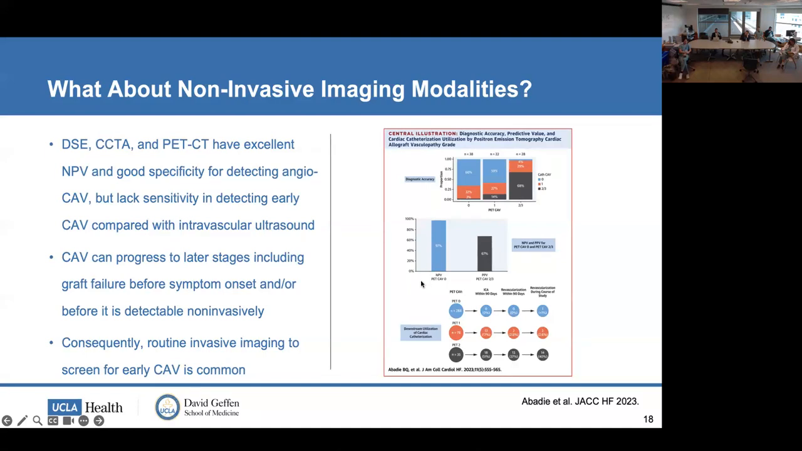more obstructive disease. And the thing about CAV is that it can progress to later stages, including graft failure, before symptom onset, given the heart's denervated. And this can happen before it can be detected non-invasively. And so consequently, routine invasive imaging to screen for early CAV is fairly common.